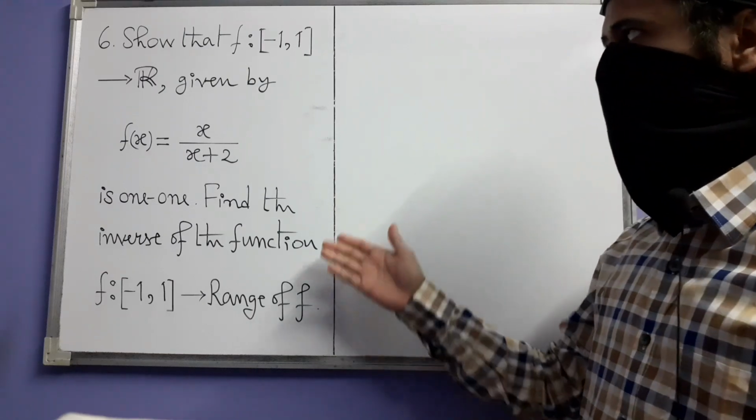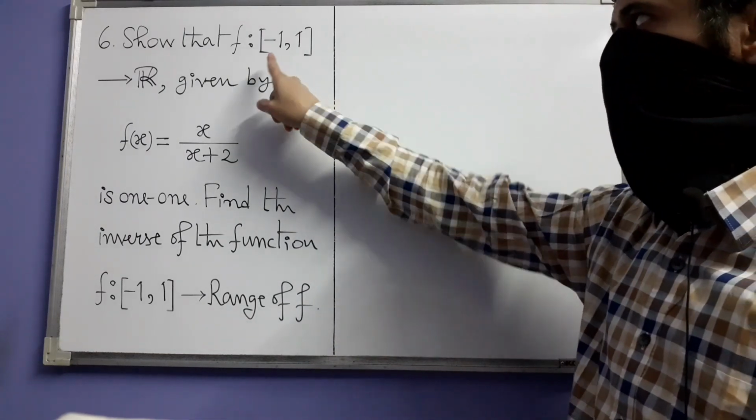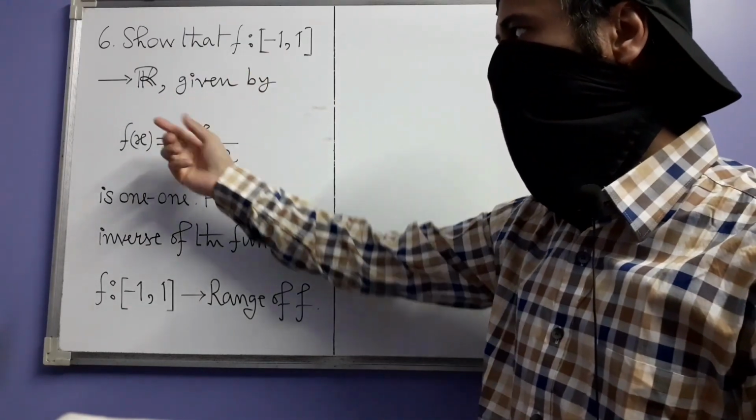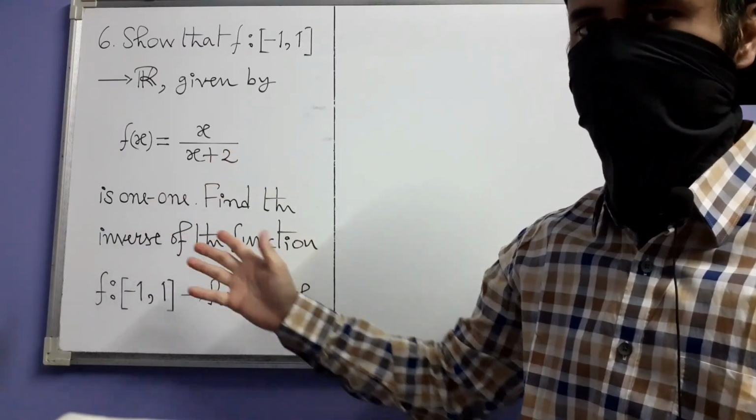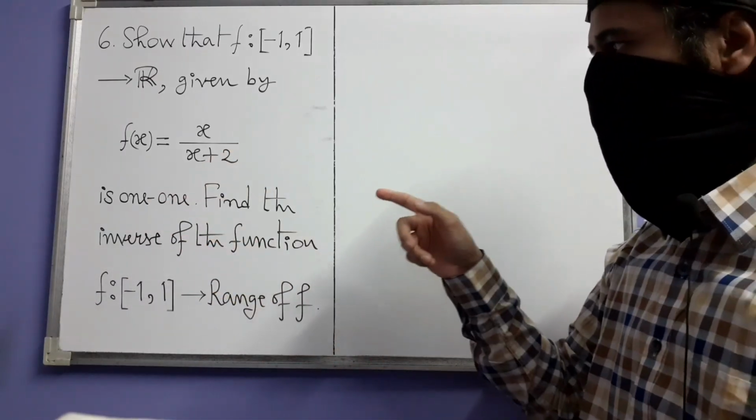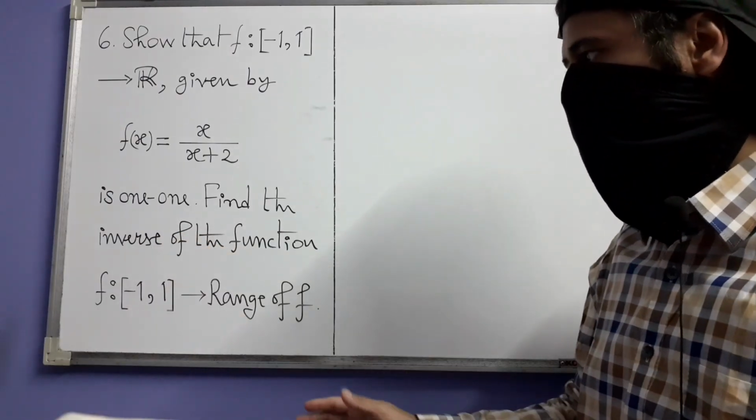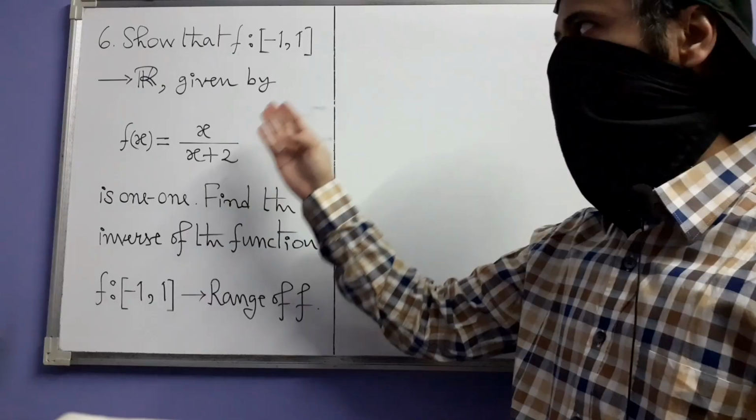Next we have exercise 6. You see this function f from the closed interval [-1, 1] into R, and this is the formula defining f: f of x is x divided by x plus 2. We have to prove that this function is 1-1, and also we have to find the inverse of the following function, which is just f.